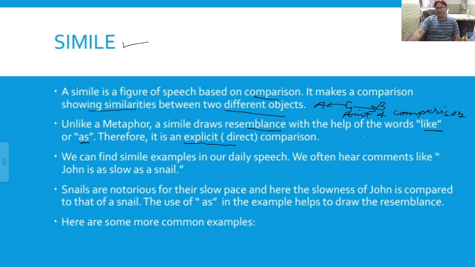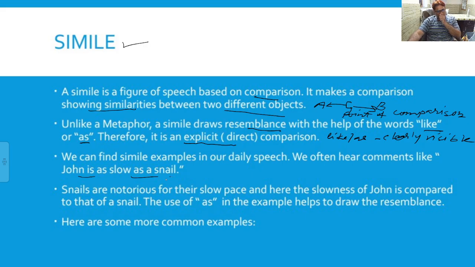Because when you find the words like or as, the comparison is clearly visible. So it is called explicit comparison, direct comparison. We can find similar examples in daily speech as well. We often hear comments like, John is as slow as a snail.